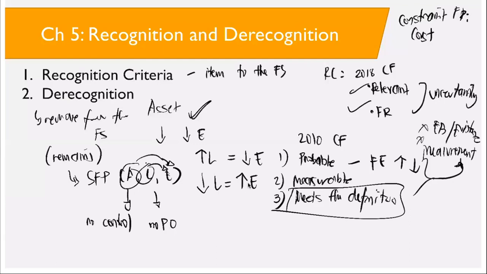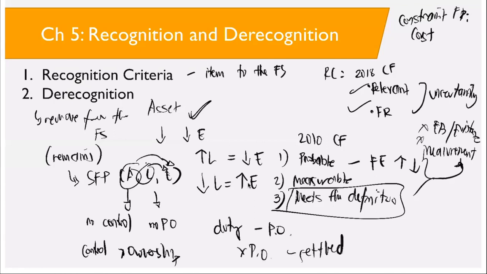So when we say we remove the item from the FS, the asset is derecognized when the entity loses control over the asset. So no more control. Remember, what is important in a characteristic of an asset? Control is important. Ownership is not important. How about in an obligation? You must have a duty, that is your present obligation. If you don't have a present obligation, it means it is already settled.